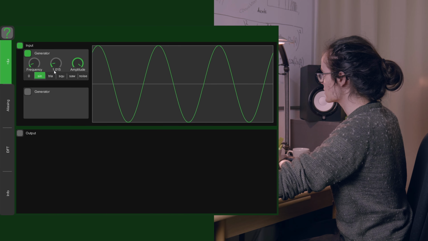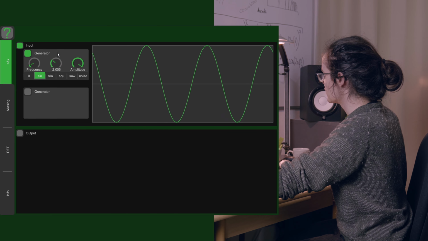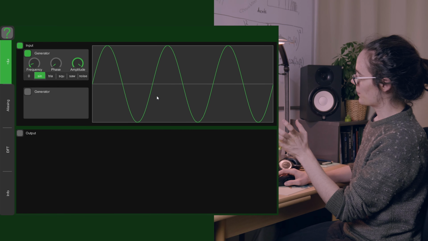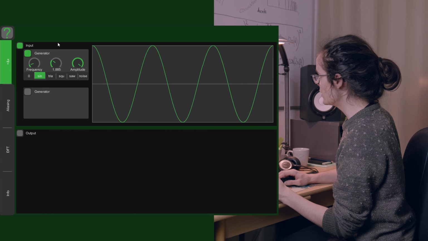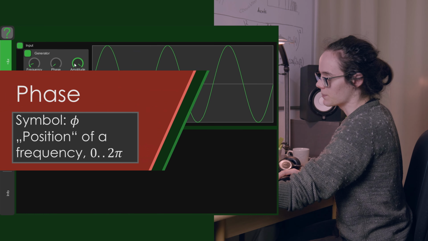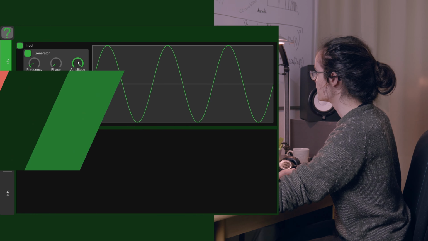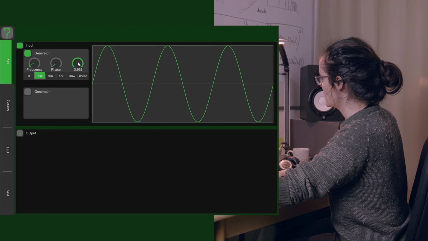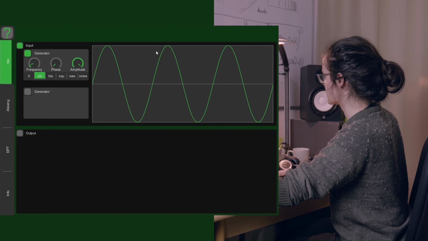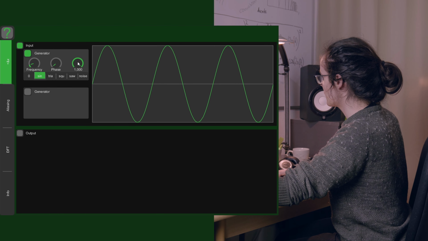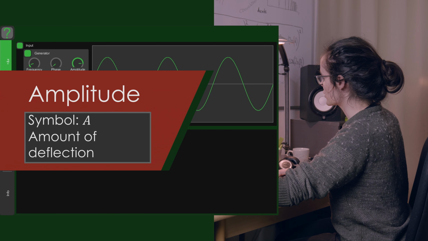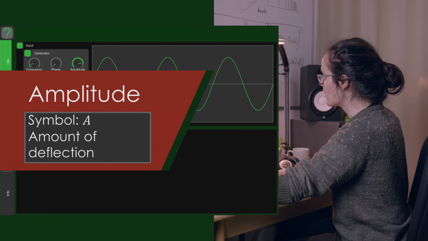When we turn the phase, you will see the sine wave shifts apart by one whole period, right? The phase is basically the position of the sine wave. We can also play around with the amplitude. Right now it's at an amplitude of 1, so this signal goes from 1 to -1, right? We can play around, and when we decrease the amplitude, of course, the deflection of the signal also decreases.